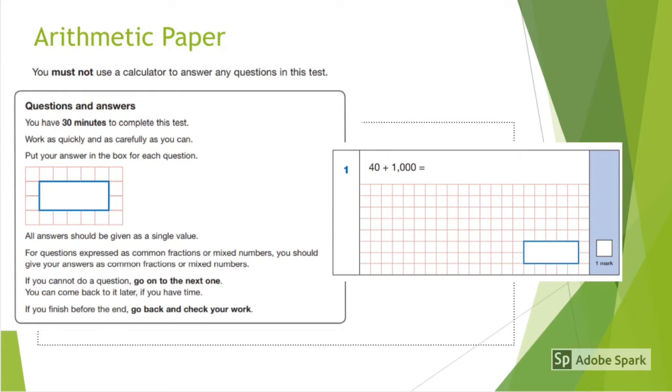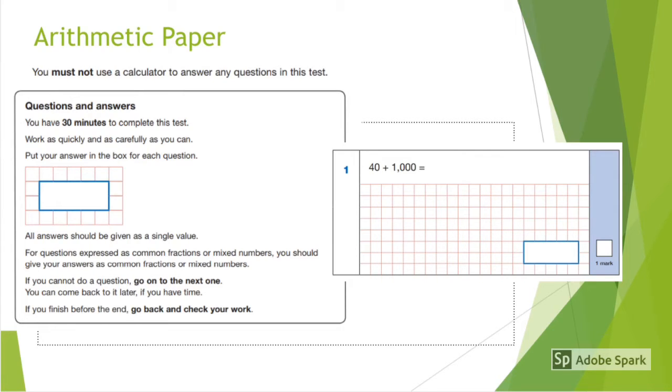The questions are short questions, most of them, and they test their knowledge and ability to calculate accurately and quickly. So that would be addition, subtraction, multiplication and division, and there are also questions to do with fractions.